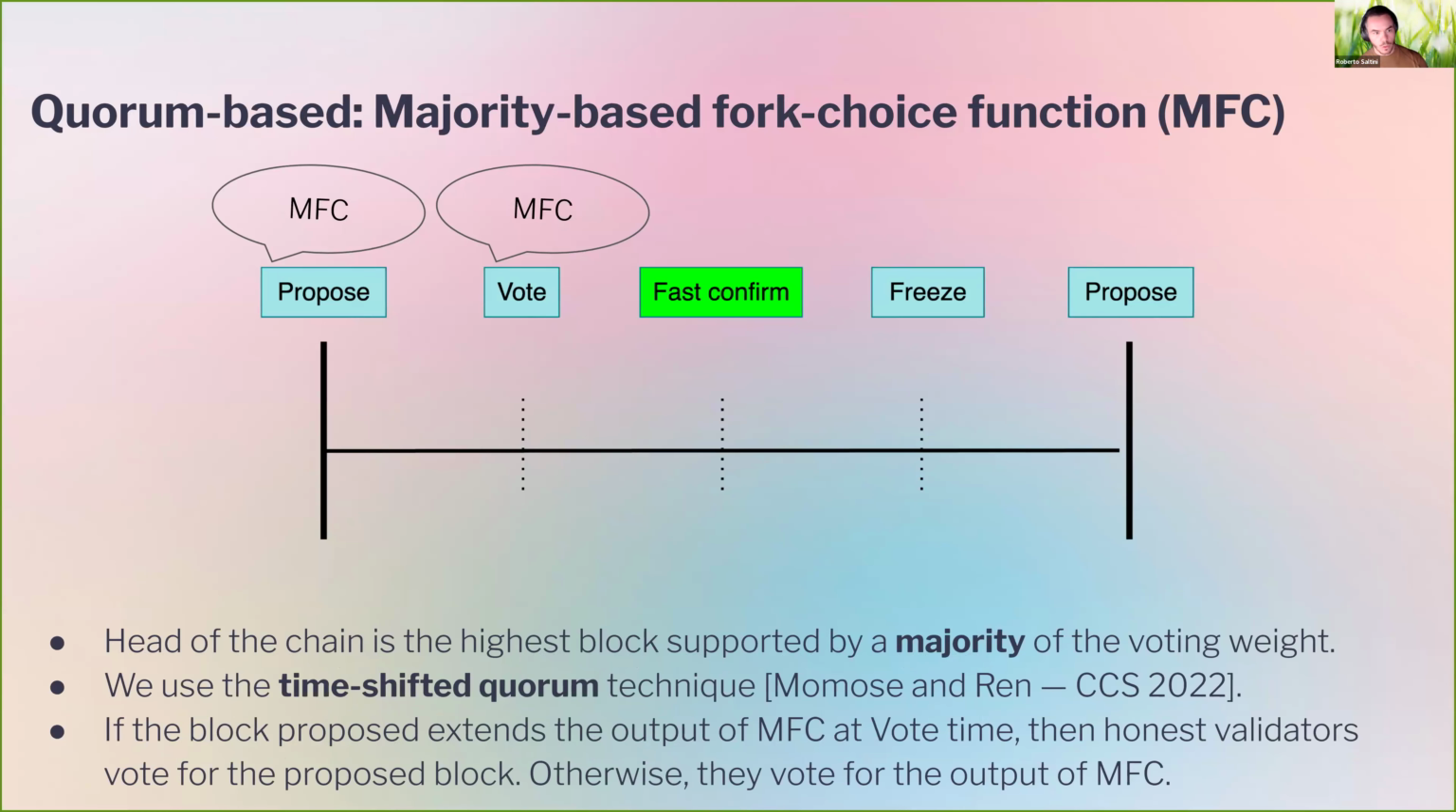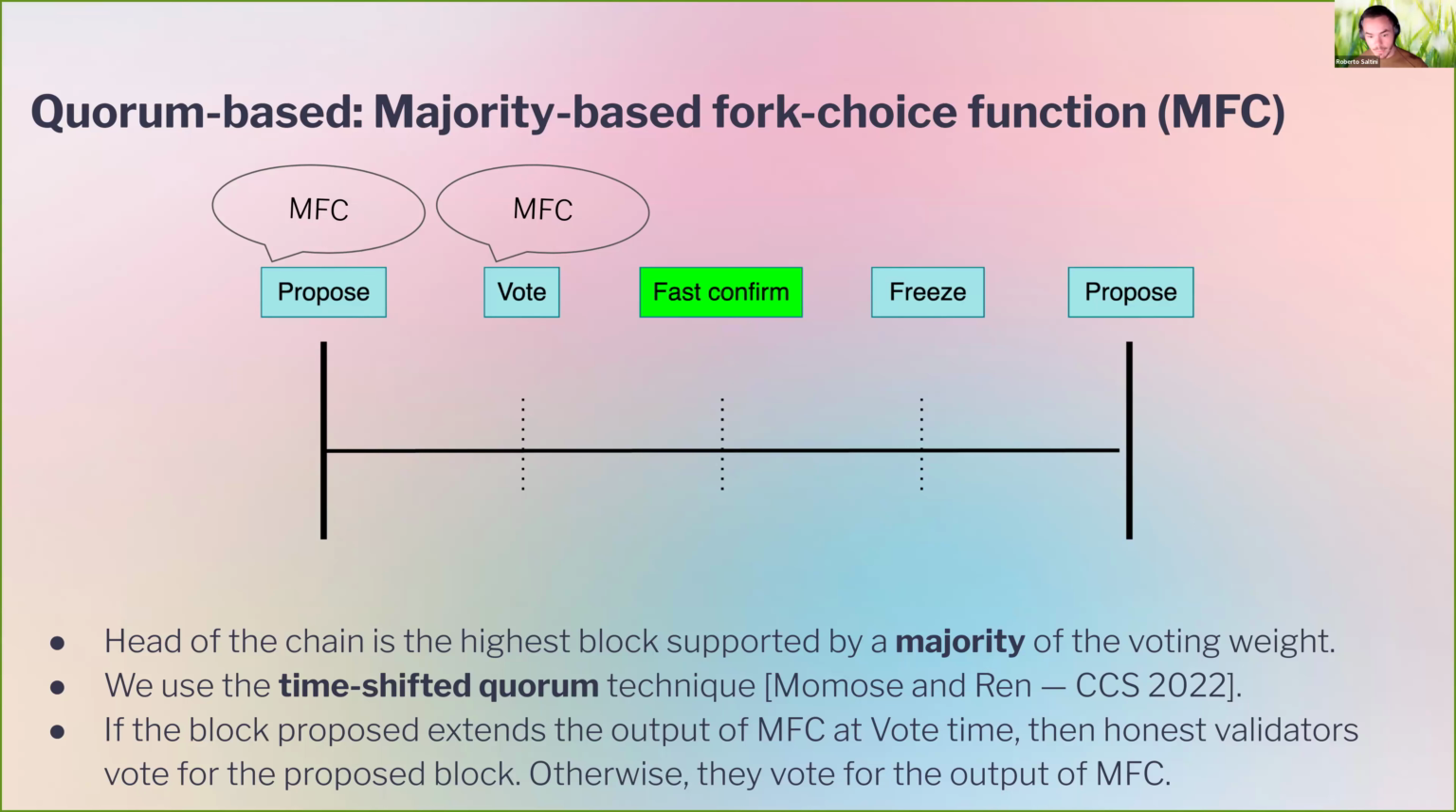Whereas when we transition to the quorum-based approach, where the fork choice function is this majority-based fork choice function, again, the propose stage is similar. The proposer will extend the output of the fork choice function.